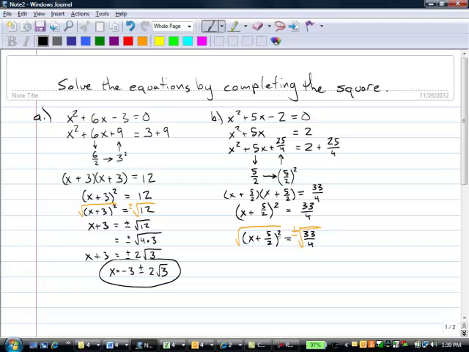So the square root of this left side is just the x plus 5 over 2. And that's equal to plus or minus the square root of 33 over 4. This simplifies on the right side. That's plus or minus square root of 33 over the square root of 4, but the square root of 4 is just 2.